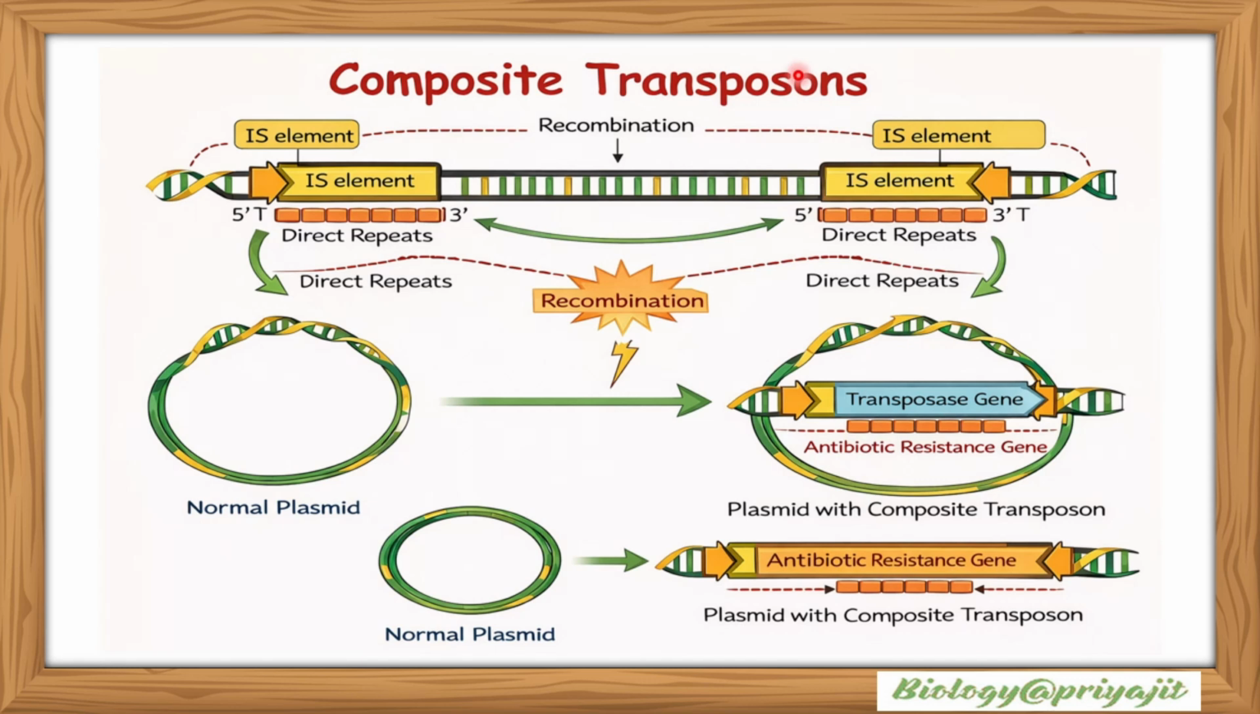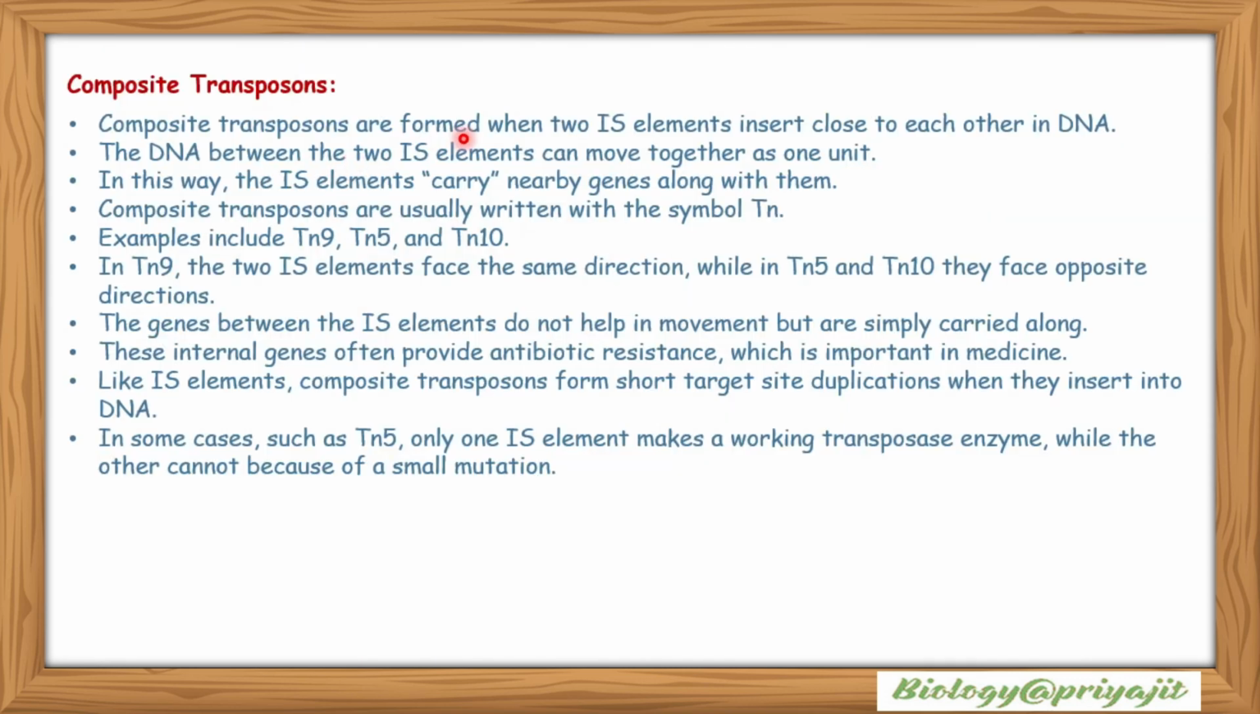So now this is the image. This is a diagram showing the composite transposons. Then there is also the involvement of IS elements in composite transposons. So what happens? Composite transposons are formed when two IS elements insert close to each other in DNA. The DNA between the two IS elements can move together as one unit. In this way, the IS elements carry nearby genes along with them.